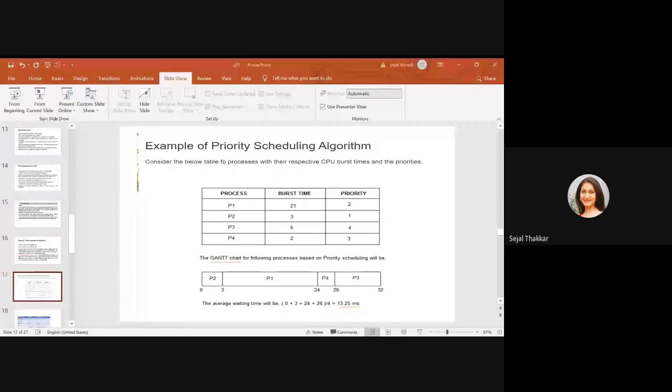Similarly for P3, what is the turnaround time? Let me know quickly. 32. And burst time? 6. It is given here. You need to see this column and this column. And for P4, 2 is the burst time and 26 is the turnaround time. So you will get 24. Average waiting time is the summation of all 4 divided by 4. So whatever you get, that is your average waiting time.